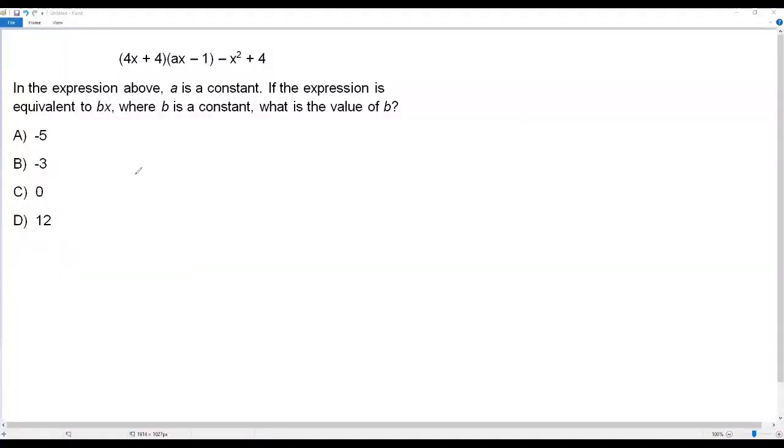Here we have a SAT math question. Let's go with the information. There is an expression given over here: (4x + 4)(ax - 1) - x² + 4. In the expression above, a is a constant. If the expression is equivalent to bx, where b is a constant, what is the value of b?